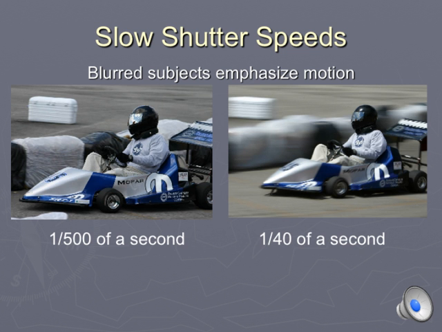So here's an example in the photograph of the go-karts where one's taken at 1/500th of a second, shorter shutter speed, stops the action more so, whereas at 1/40th of a second we see more blurring in the photo. It may actually look like he's going faster because of that blurring that we see in the picture.